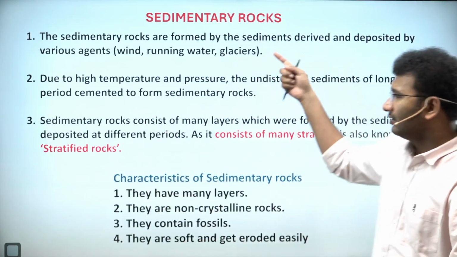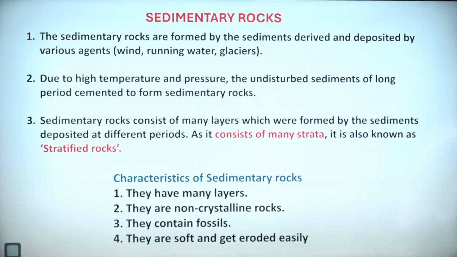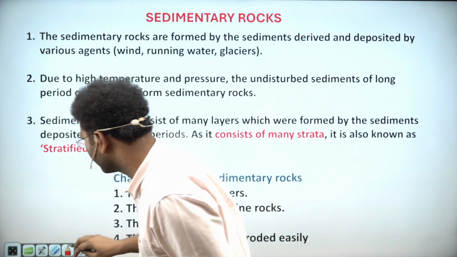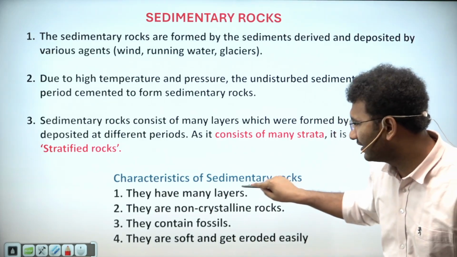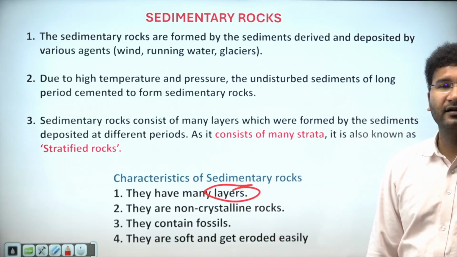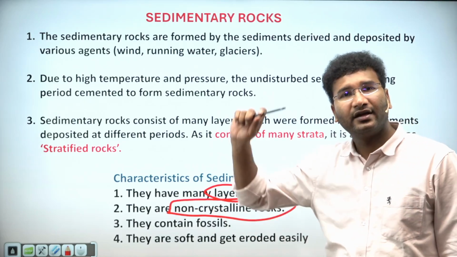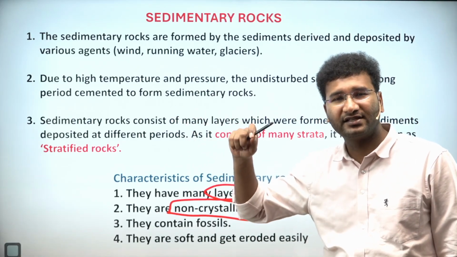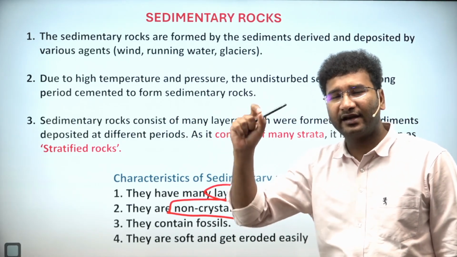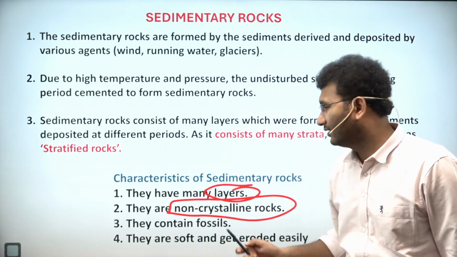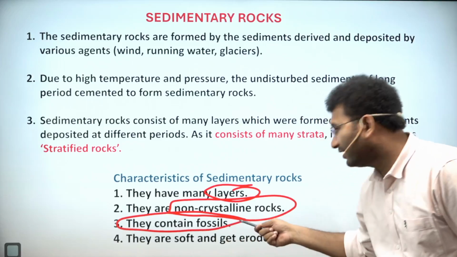But first, let us quickly look into the characteristics of the sedimentary rocks. See, sedimentary rocks will always have layers. Right? They will have layers. And they do not have crystals. They are non-crystalline rocks. Igneous rocks, do they have crystals? Yes, they have crystals. One is fine grained, the other one is coarse grained. Intrusive is coarse grained, extrusive is fine grained, whereas sedimentary rocks contain fossils.